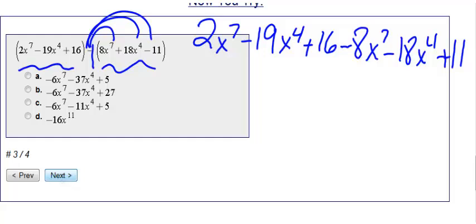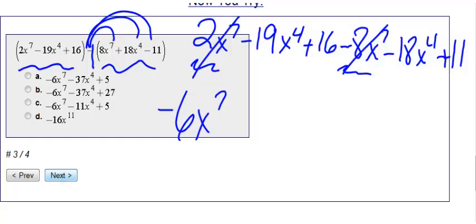Now I'm back to what I was doing before. I need to combine my like terms. I have a 2x to the seventh. A negative 8x to the seventh gives me a negative 6x to the seventh. Those are gone. Cross them off.